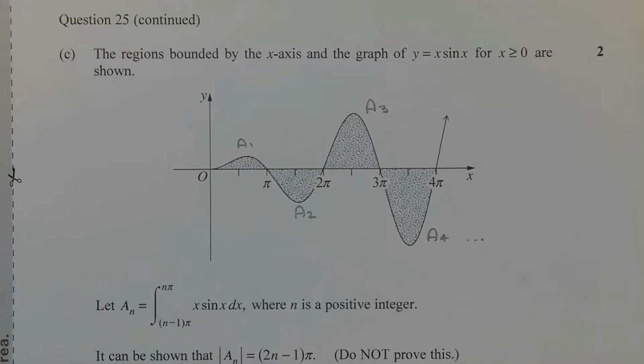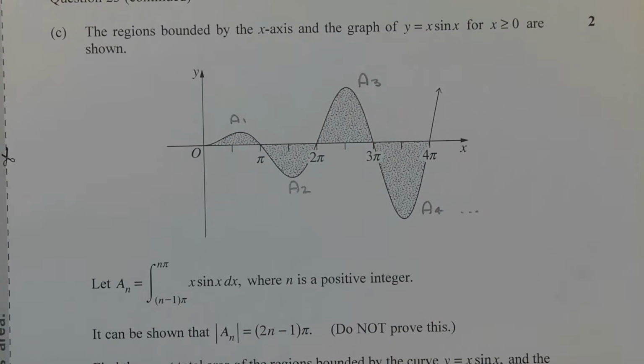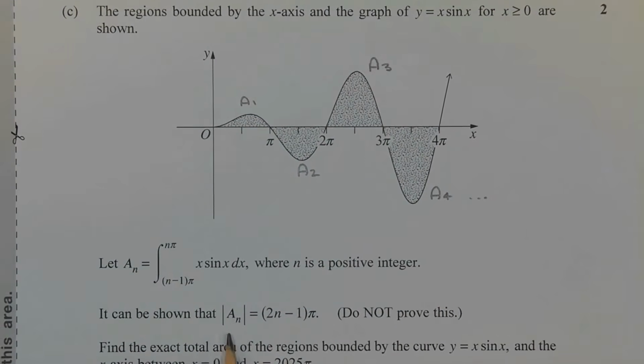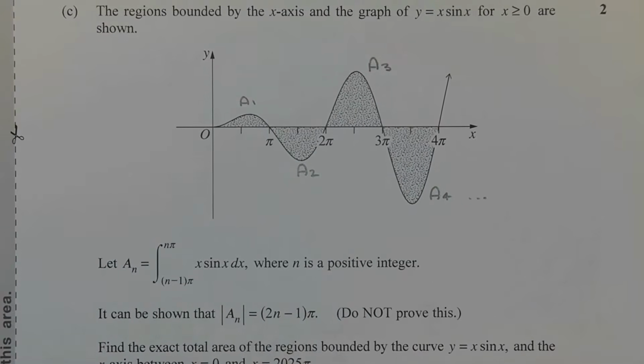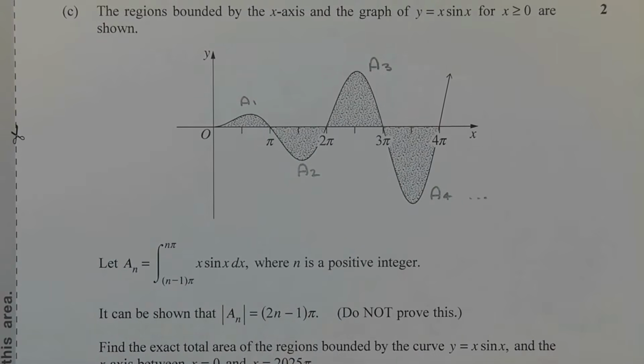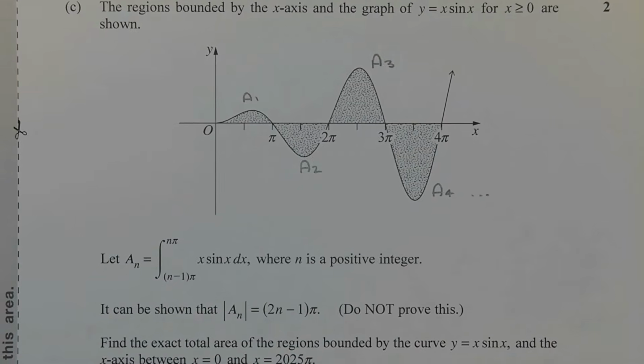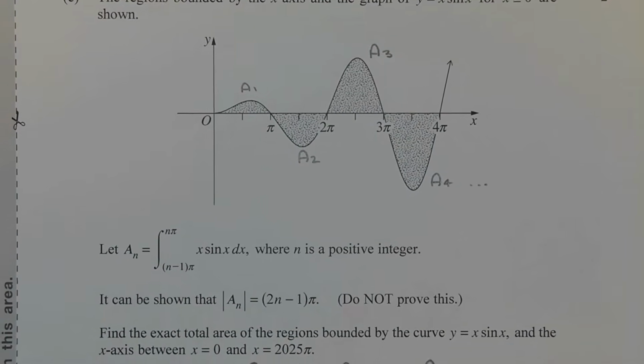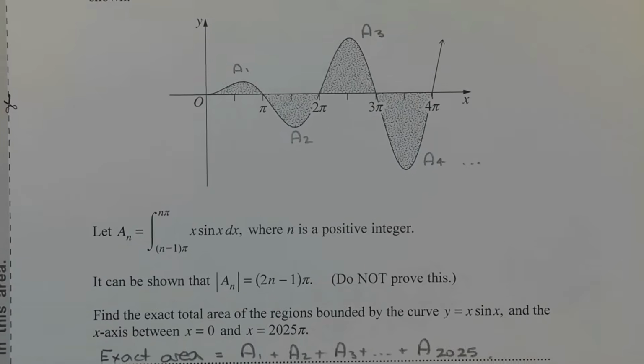The total exact area is given by A1 plus A2 plus A3 plus A4 and so on up to A of 2025. Now these areas are considered unsigned areas, and that's using the fact given. In other words, the absolute value of An is equal to (2n minus 1) in brackets times pi. And we'll need to use that fact in order to find the exact area from x equals 0 to x equals 2025 pi.